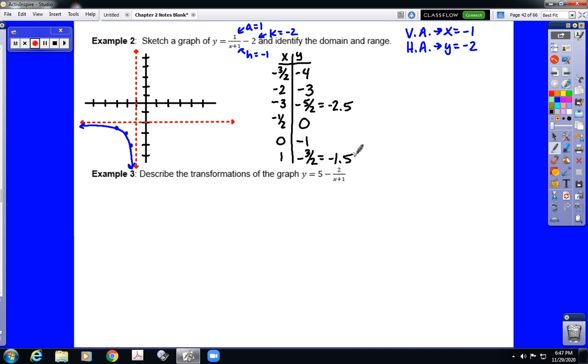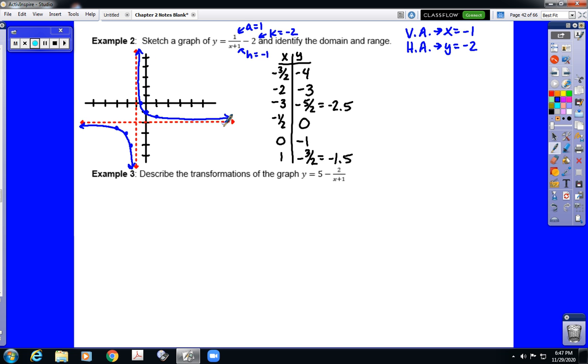Graph those 3 points. Negative 1 half, 0. I want this to be in blue. Negative 1 half, 0. 0, negative 1. And 1, negative 3 halves. Again, it comes in along that asymptote, passes through those 3 points, and exits along that asymptote.